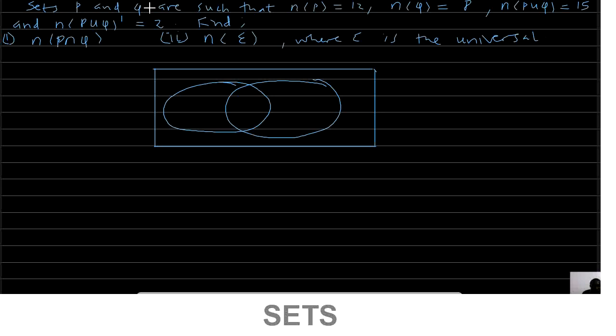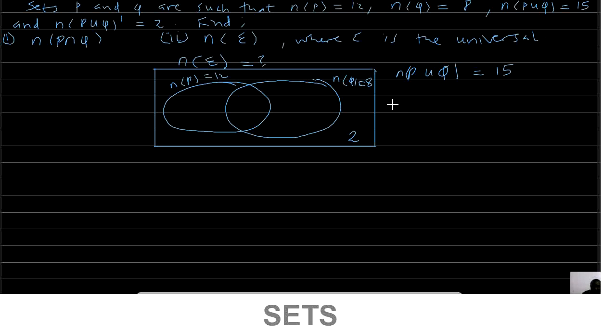So we have two sets, P and Q, such that the number of elements in set P is equal to 12. The number of elements in set Q is equal to 8. Then they are saying that the number of elements in P union Q is equal to 15. Then the number of elements which lie outside the union is 2. They need us to find P intersection Q. Now, we don't know the universe, so we need to find it.